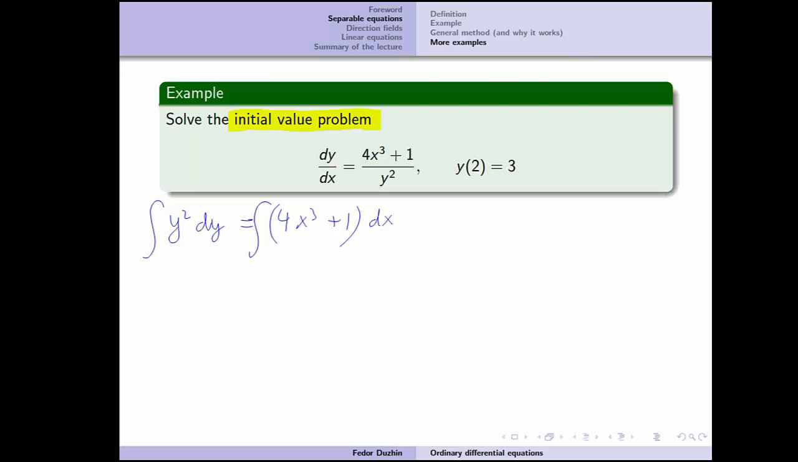Alright, now y squared dy. The integral of y squared is y cubed over 3. The integral of 4x cubed is x to the 4. The integral of 1 is x, and plus constant.